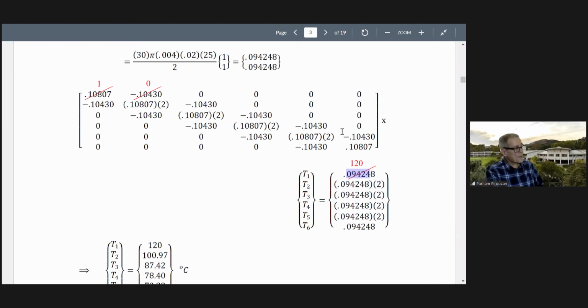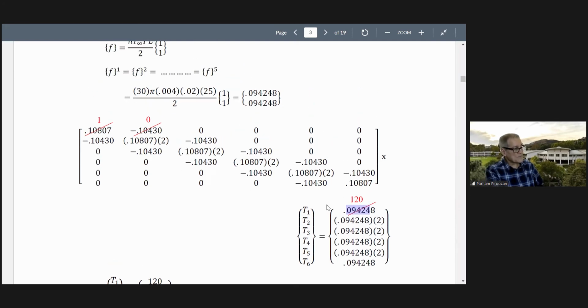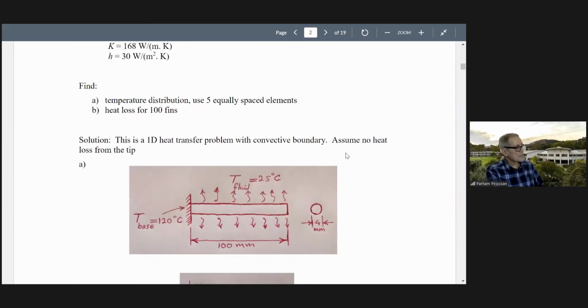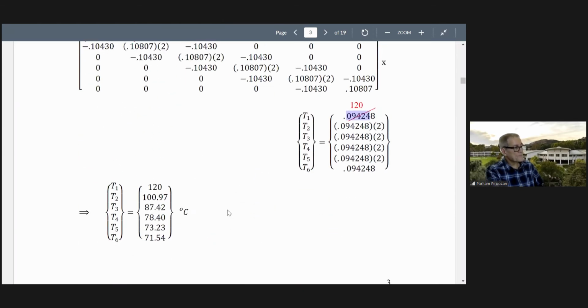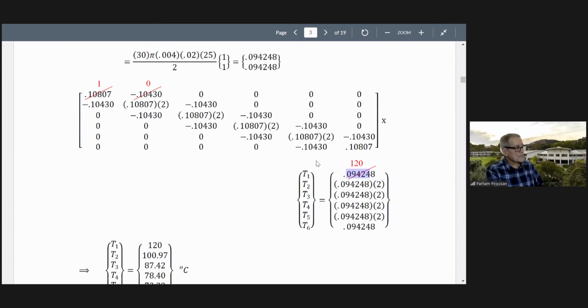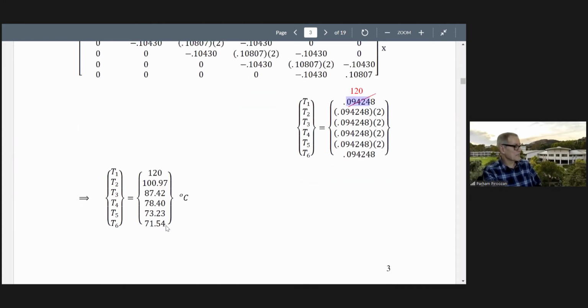That's it. Time to apply boundary conditions. Remember, T1, temperature at node 1, is 120 degrees centigrade. So we have to change it such that it gives T1 equals 120. So make this one 0, make this one 1, and make this one 120. If you multiply this row by this column, it gives T1 equals 120. That's what we want. That's it, solve it. This is what we get. This is the temperature distribution.